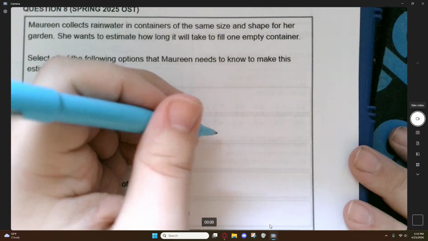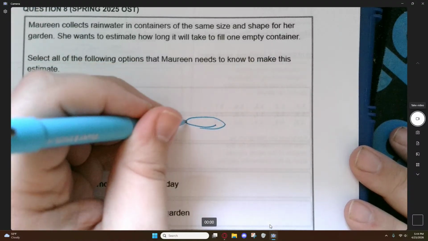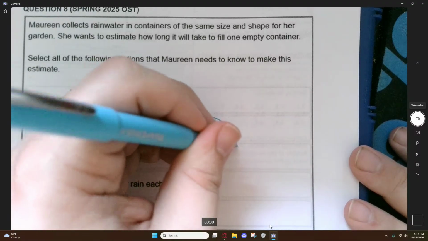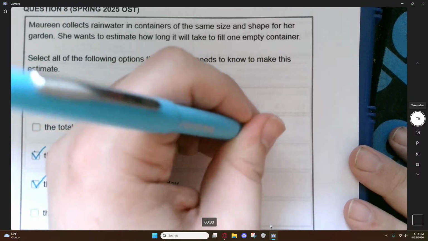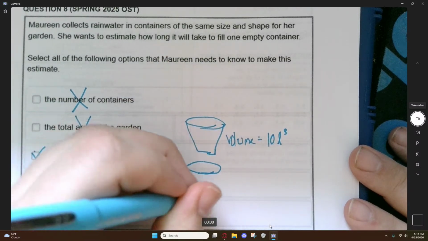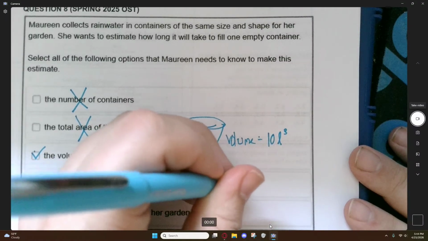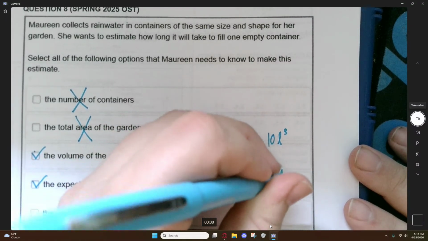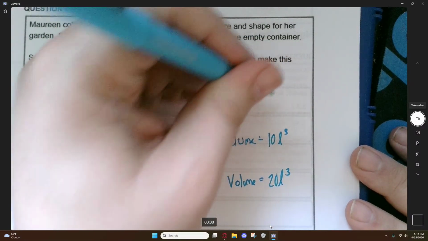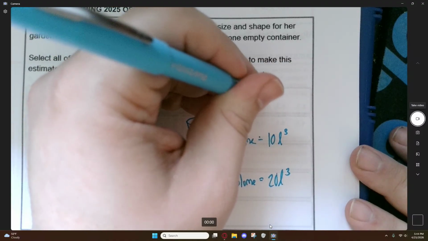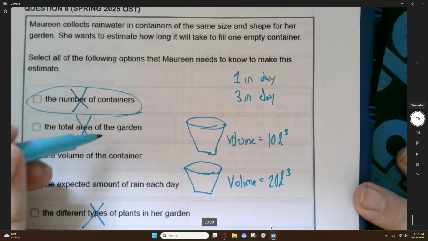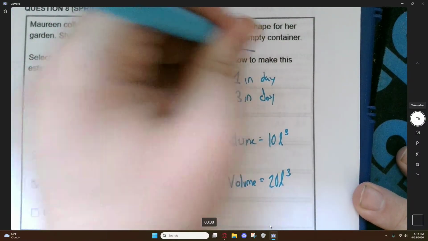If you have a container that has a volume of 10 liters cubed and another container that has a volume of 20 liters cubed, obviously that's going to take longer for you to fill. If it's only raining an inch a day versus 3 inches a day, obviously that's going to change how fast the water fills. How many containers you have does not matter for the time to fill one container.